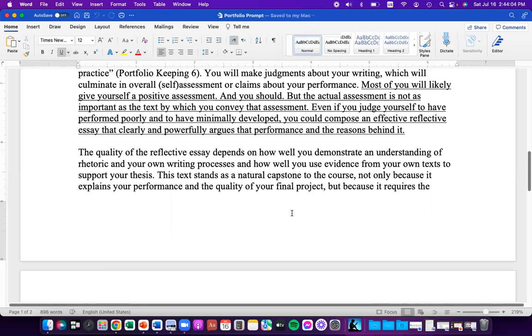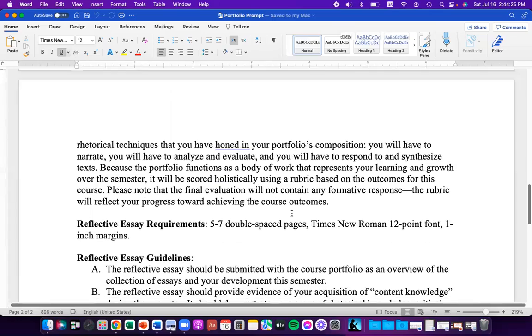Your thesis statement doesn't have to be, I grew, period. There's a lot of nuance there. You each have a unique experience with this class. And so articulating that in this essay will be important. And we'll go over more of this, of course.